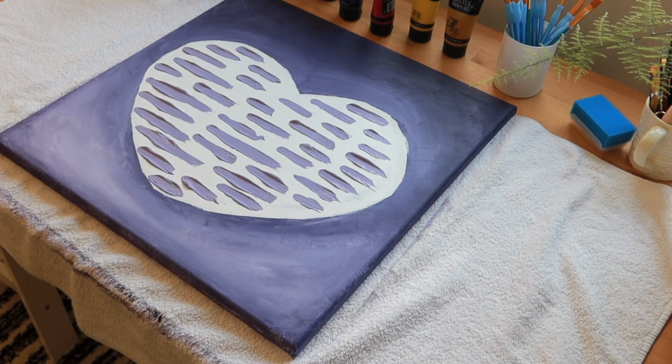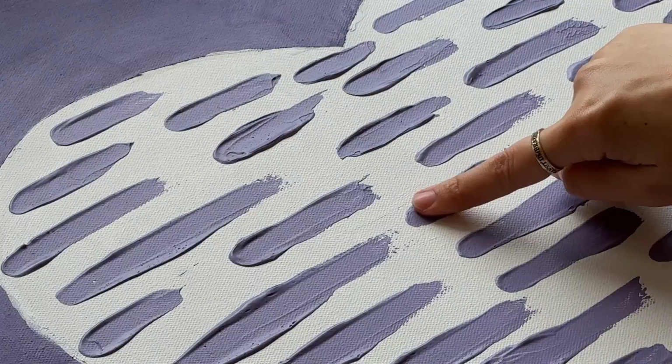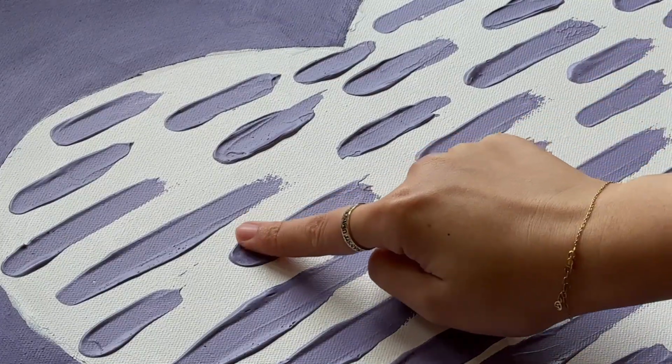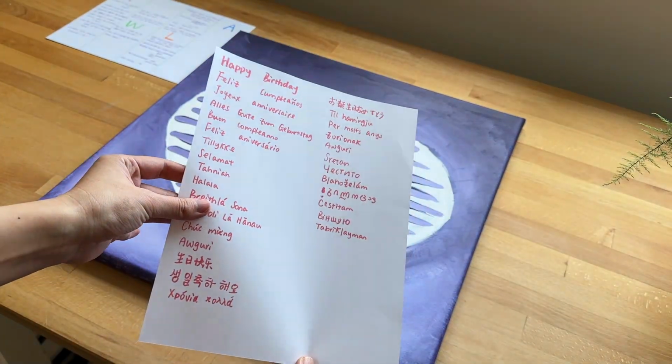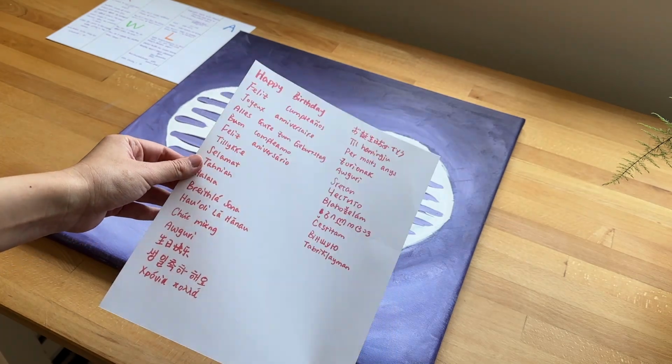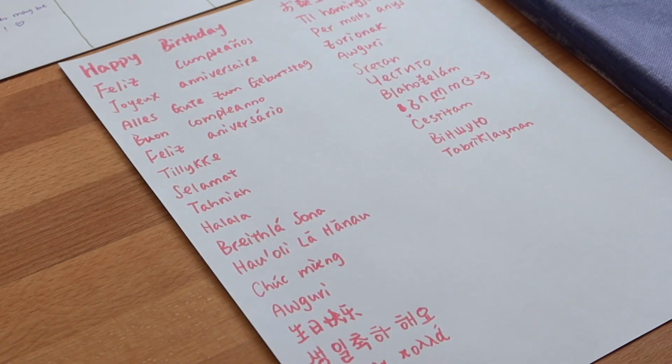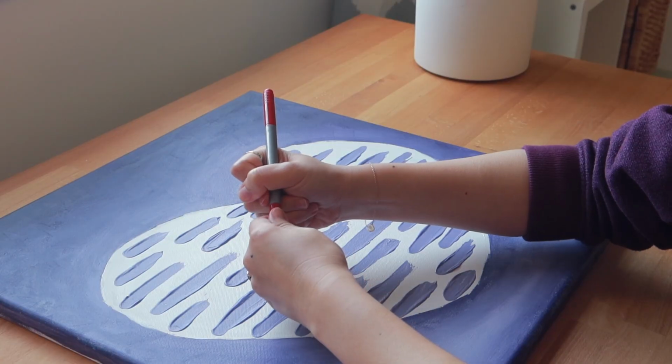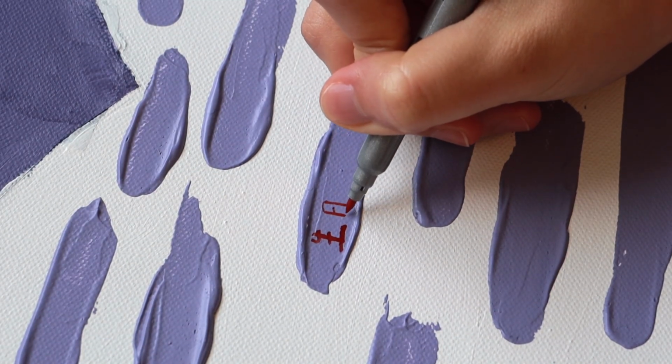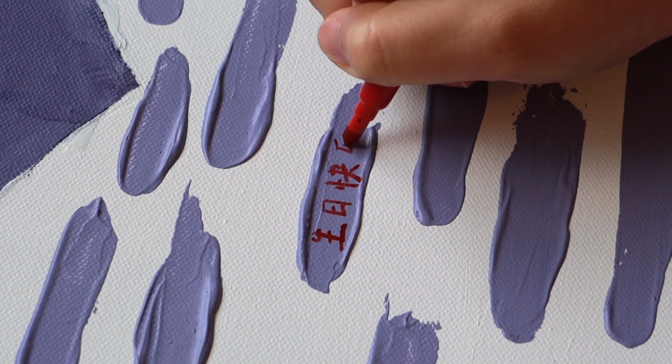I gave a total of 3 days so the thick paint can dry properly. And now we're ready for the most exciting part of this project: writing down happy birthday in multiple languages. I wrote them down on a piece of paper first so I can use it as a reference. And this also gives me a chance to practice.